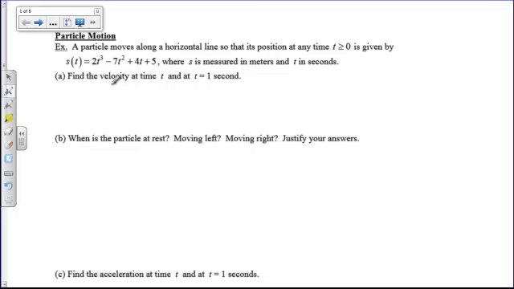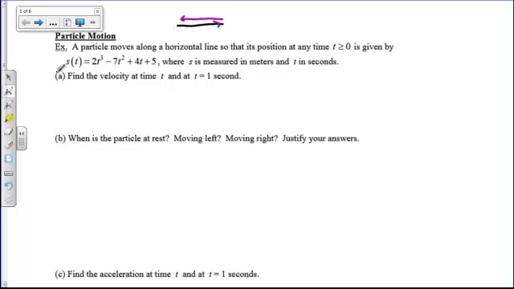Today we're going to look at some particle motion, and we're going to be looking at how position, velocity, and acceleration are related to each other, and what that tells us if we have this little particle moving along a line. So I've got a particle moving along a horizontal line, so that means it's going either to the right or it's going back to the left, one of the two. It's going one of these two directions, but it's staying on that horizontal line.